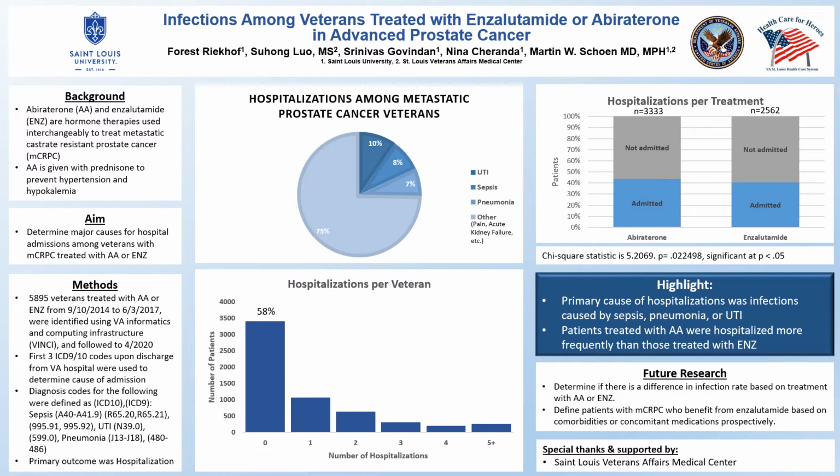We used the first three ICD-9 or 10 codes upon discharge from the VA hospital and analyzed them to determine the cause of admission. Diagnosis codes for UTI, sepsis, and pneumonia can be found in the bottom left corner for their definitions. The primary outcome for this study was hospitalizations.